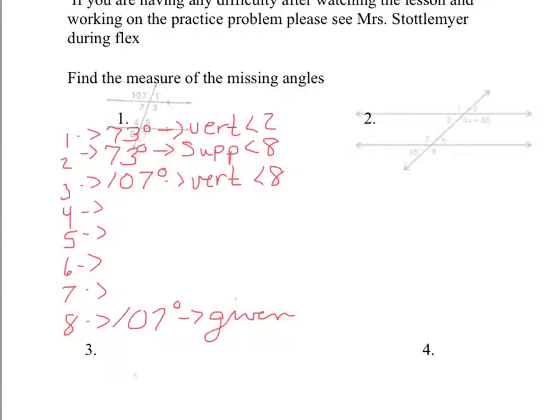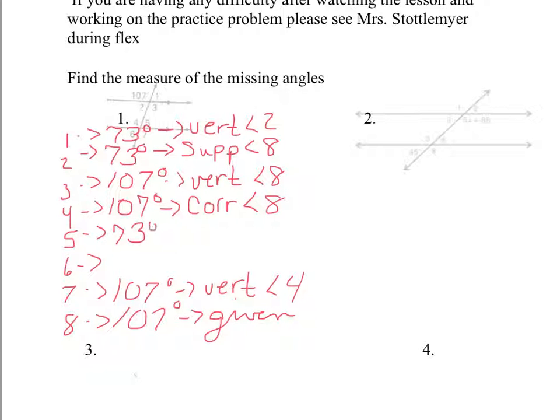Now we need to jump from the top half of the figure down to the bottom half. And to do that, we're going to use the angle property of corresponding. Angle 4 corresponds with angle 8. So because of that, we know that angle 4 is also 107 degrees. Because angle 4 is 107 degrees, we know that angle 7 is 107 degrees because it is vertical from angle 4.